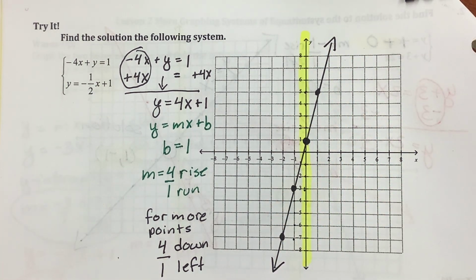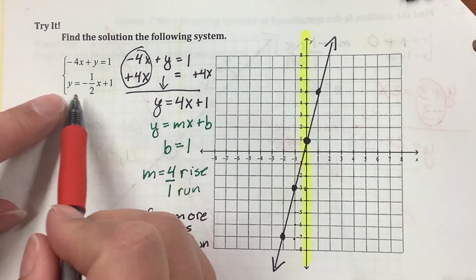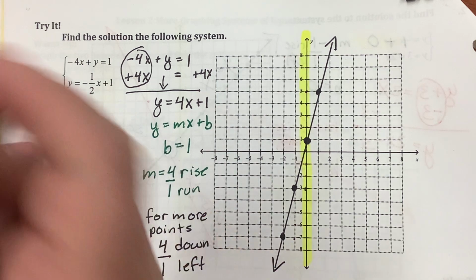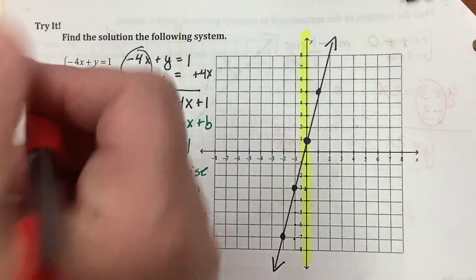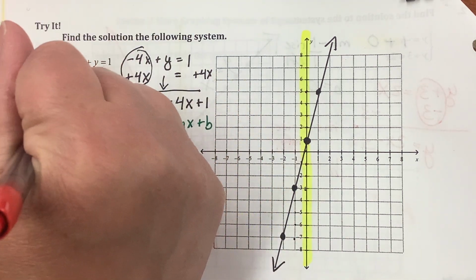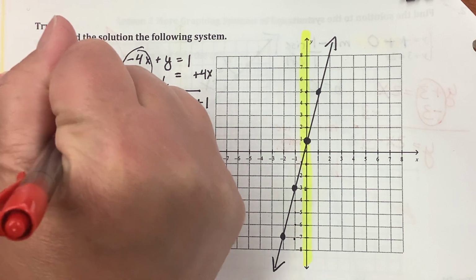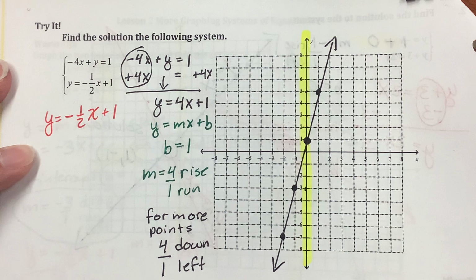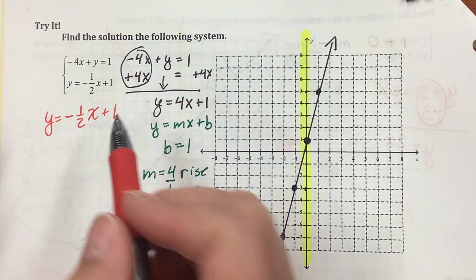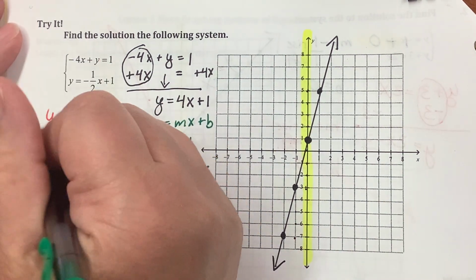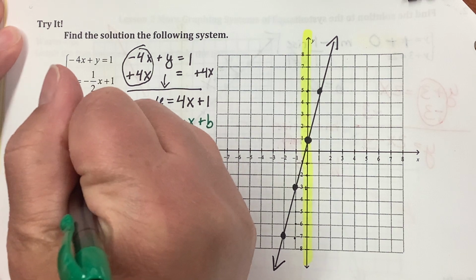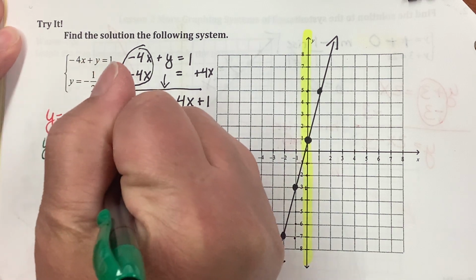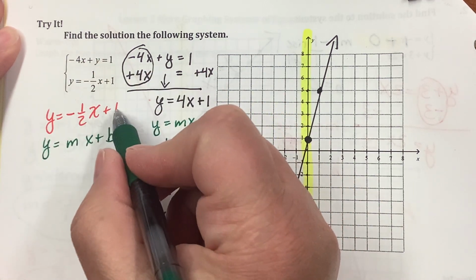Now switch pens. Grab that red pen, and we're going to do the second equation, which is y equals negative 1/2 x plus 1. Oh, look at that. It has the same y-intercept. If I put my y equals mx plus b underneath here, b here is 1.